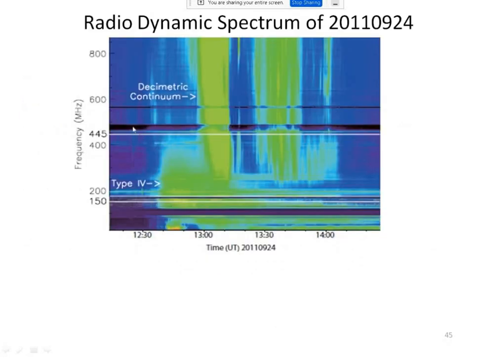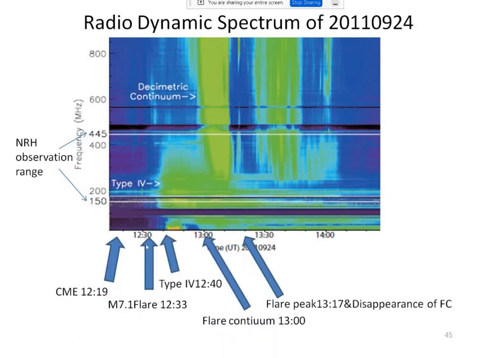So this is the radio dynamic spectrum which I studied as a stationary type 4 radio burst. As you can see, this is the decimetric continuum, and here is a type 4 radio burst. This is the stationary type 4 radio burst. And this is the observation range of NRH, which I told you is a radioheliograph. And here are the timings.